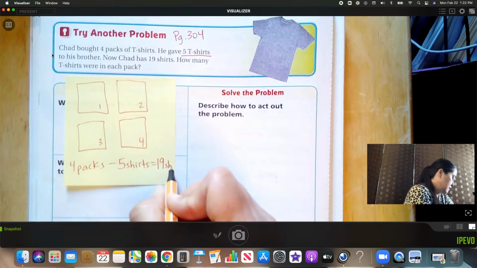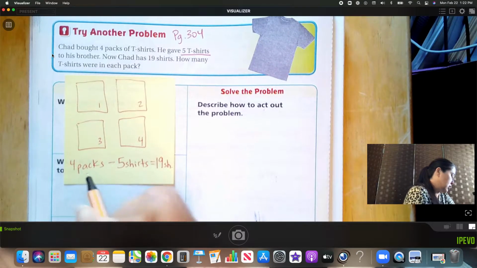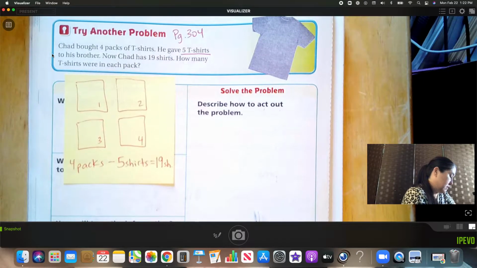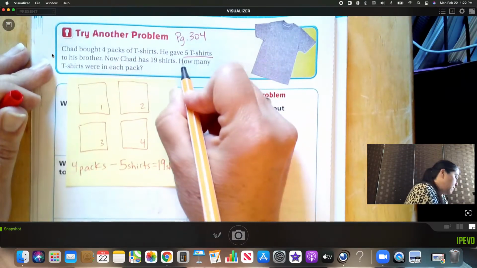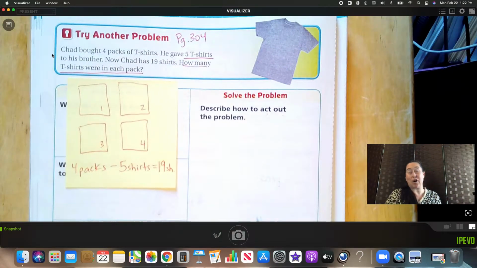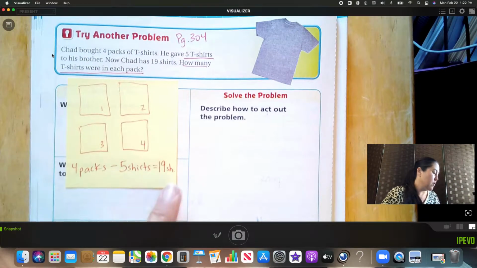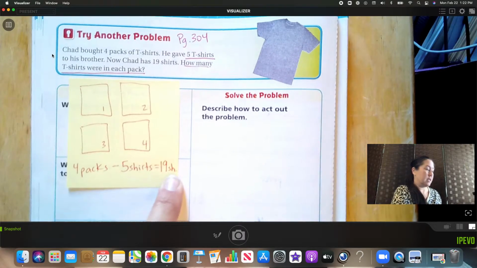I'm just going to put SH for shirts. So we don't know how many are in each pack, right? Let's see. We need to find out how many t-shirts were in each pack. We don't even know how many total t-shirts he started with, do we? But we know he gave 5 away and he still has 19. Okay.